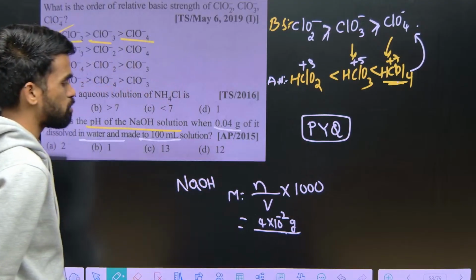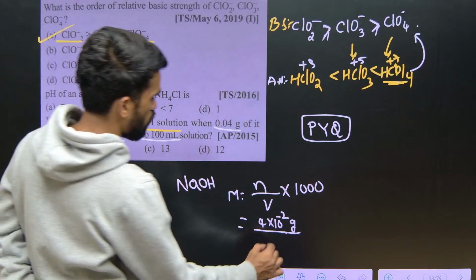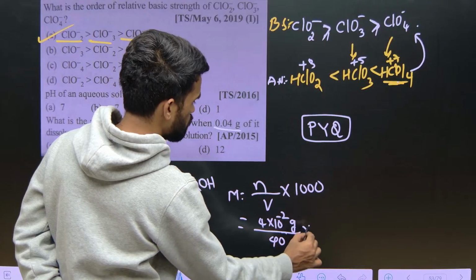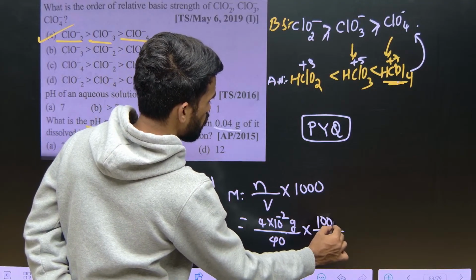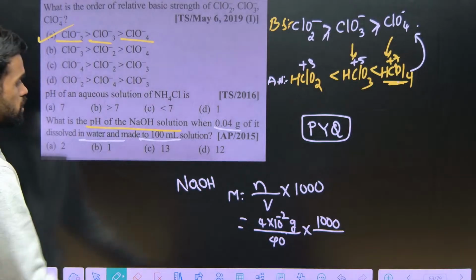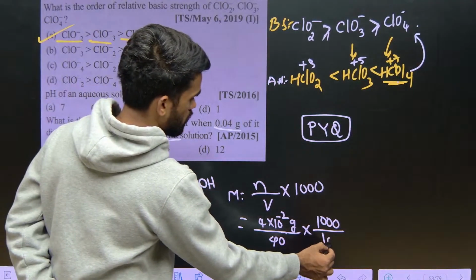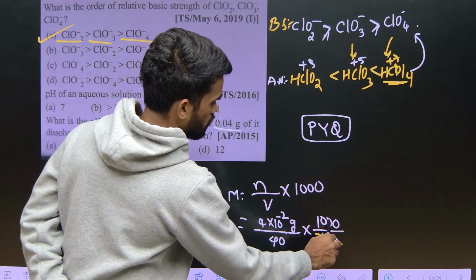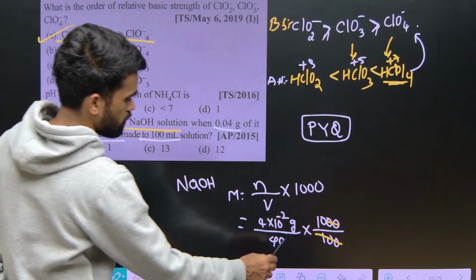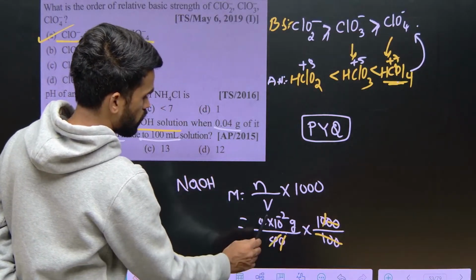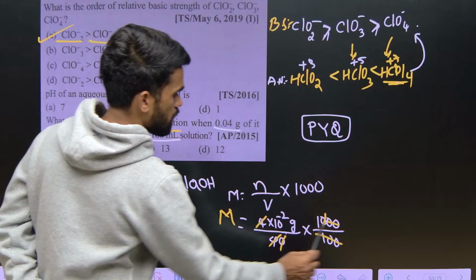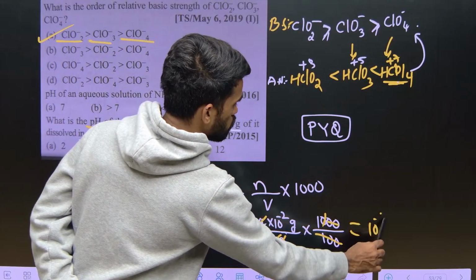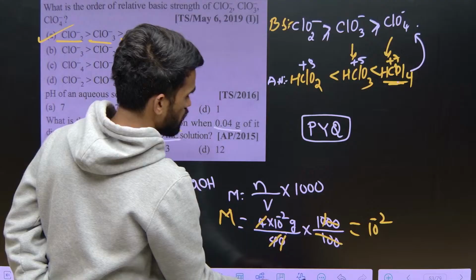And what is the molar mass of NaOH? It is 40. Multiplied with 1000 by the volume of this NaOH mentioned, which is 100. So 2 zeros are removed, this 0 also removed, 4 also removed. So molarity is 10 power minus 2. Molarity is how much? 10 power minus 2.